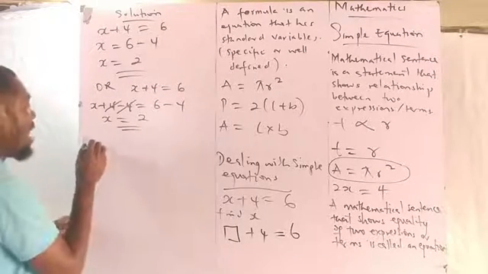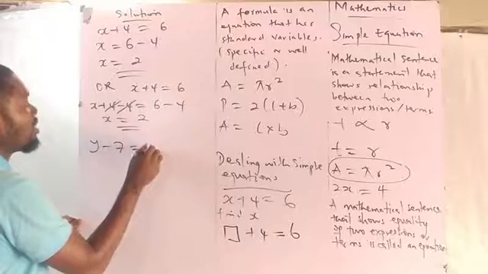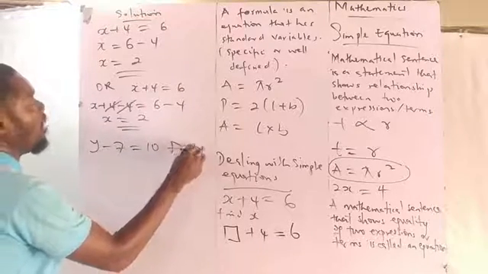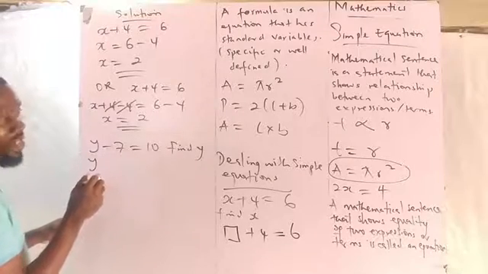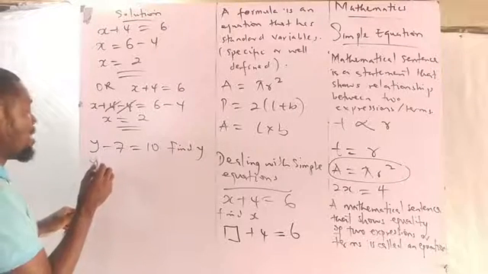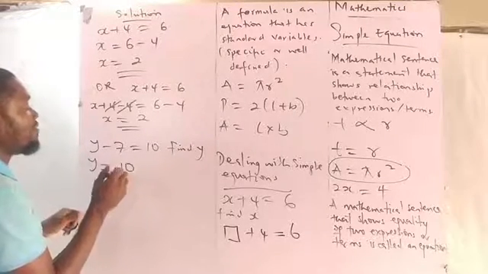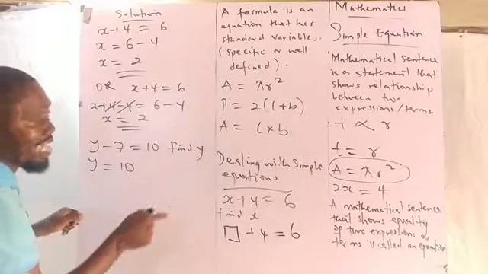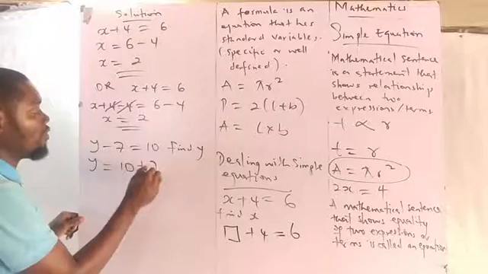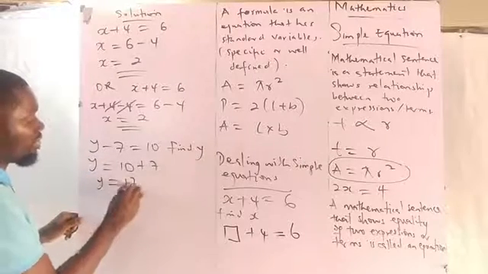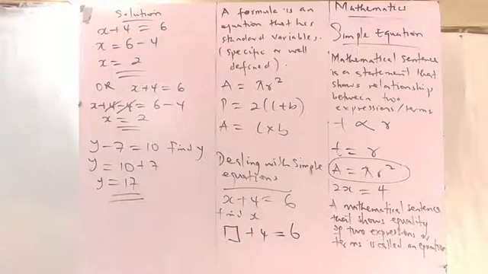If you have y minus 7 is equal to 10, you have to find y. You want only y to stand. That's why they said find y. So y will be equal to 10. If minus 7 is going to the other side, it will become the inverse of minus 7, which is plus 7. So your y is equal to 17. Here is your final answer.